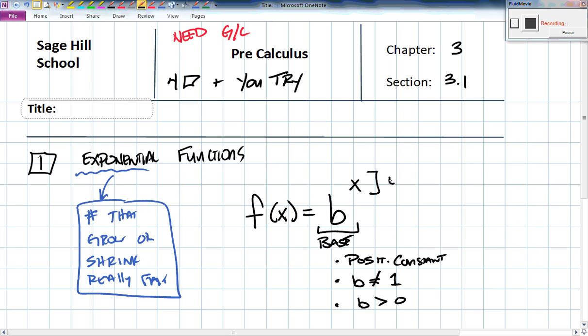This part up here is called our exponent. I have a question. What's that phrase? Positive constant. Oh. Yeah, I just didn't write the word out. Positive constant.